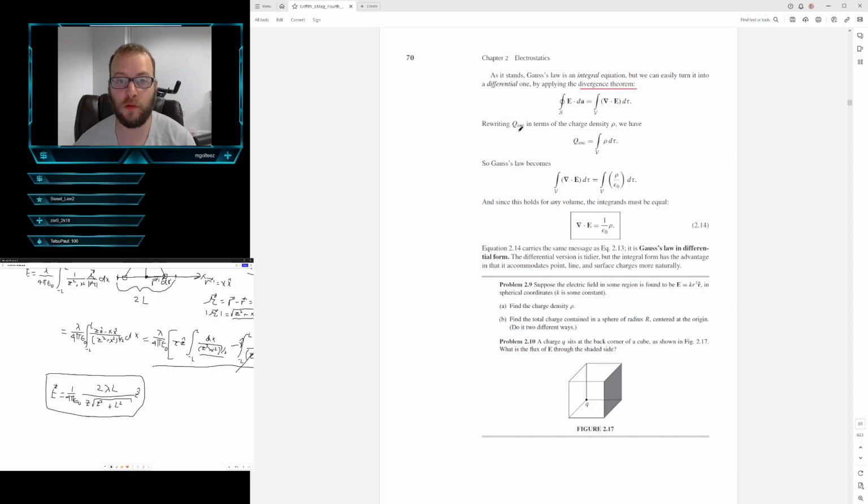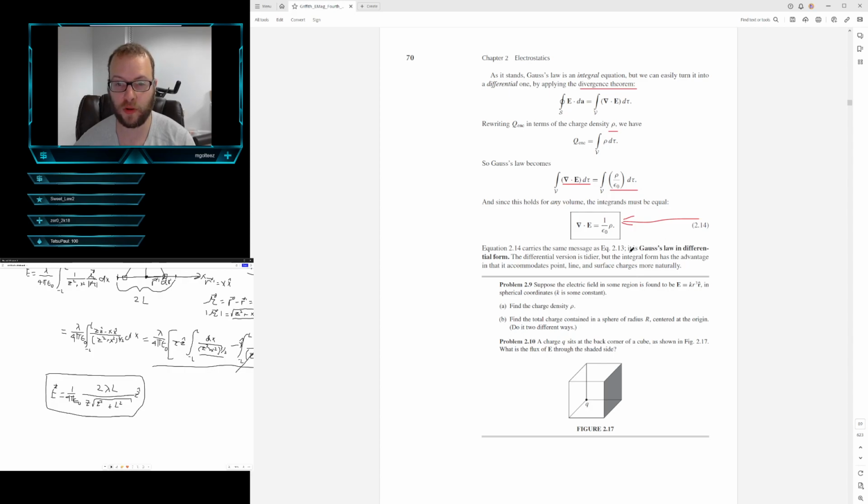So Q enclosed is equal to the integral of the charge density. So we have the volume integral of the charge density equal to the volume integral of the divergence of E. But this holds for any volume. So that means that these quantities must be equal, and we have the differential form of Gauss's law.